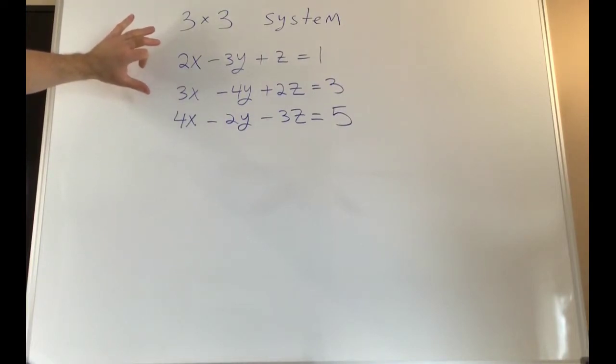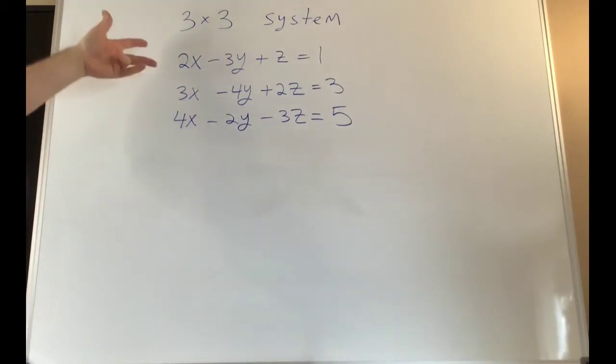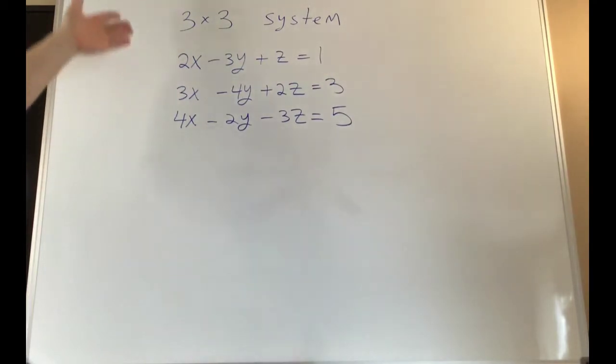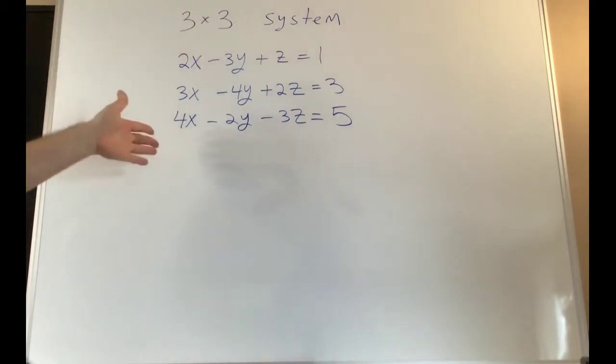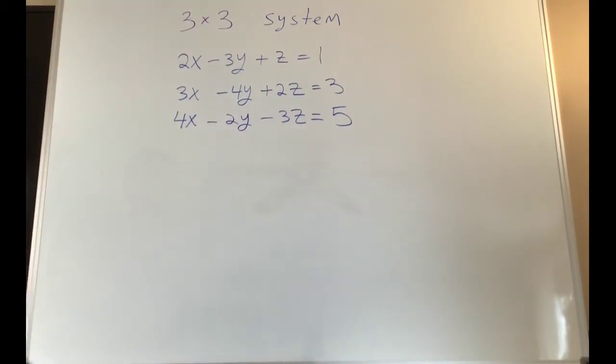If you have 3 letters, the only way to solve this is to have 3 equations. When you had 2 letters, 2 equations works. That's why it's 3 by 3: 3 letters, 3 equations. Now the strategy is going to be this.